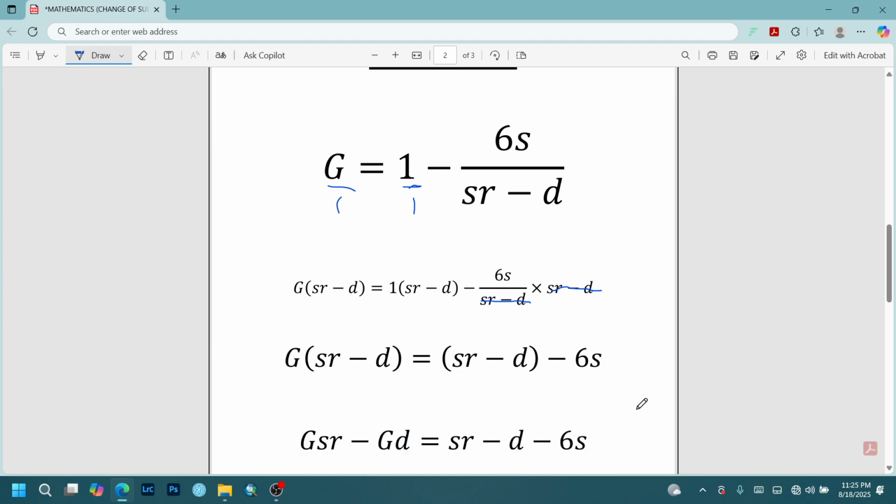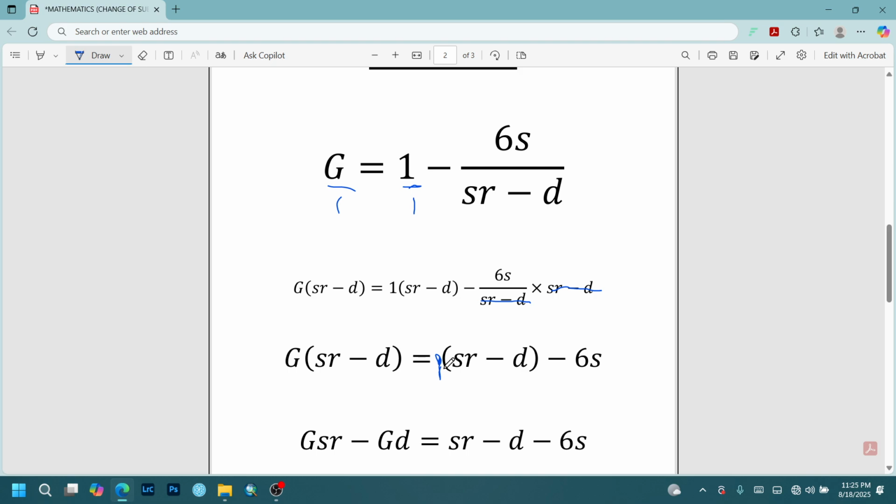So we do some expansion. So J multiplying SR will give you JSR. J multiplying negative D will give you negative JD, right? Equals, right? Here, there is an invisible one here by this number, right? Any number that stands alone has an invisible one.